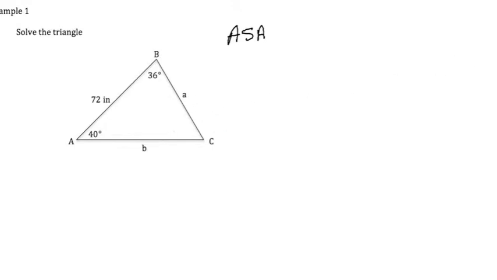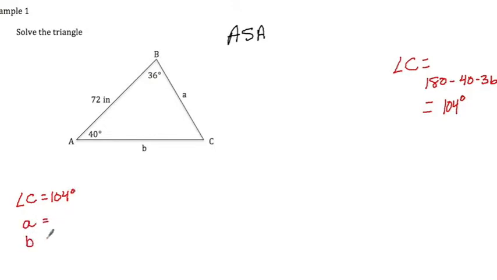So I'm going to start off by finding angle C, because that's going to be your easiest one to find to begin with. That's just going to be 180 minus your 40 minus your 36, and that of course is going to equal 104 degrees. Okay, so I'm going to write my answers down here so they're nice and easy to find all in one place. 104 degrees. Then we're going to have side A, and then we're going to have side B.